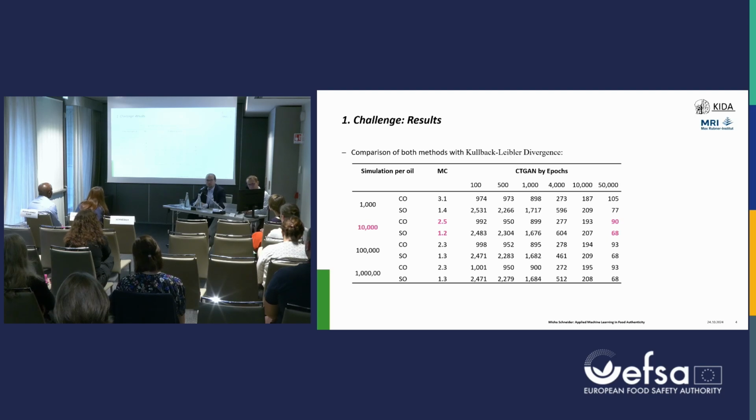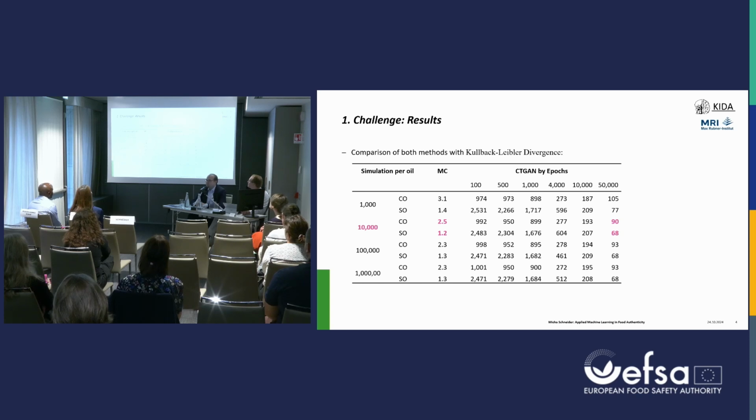Here you see the results compared with the Kullback-Leibler divergence. In the first column, you see the number of simulations we generated out of the two methods. Then with MC, that's the Monte Carlo results. And then with CTGAN, that's the results of the CTGAN method. And the epochs is how many times you run through the training process. So the more training process cycles you have, the better the values become.